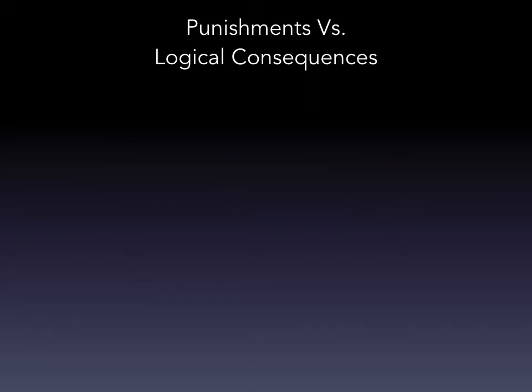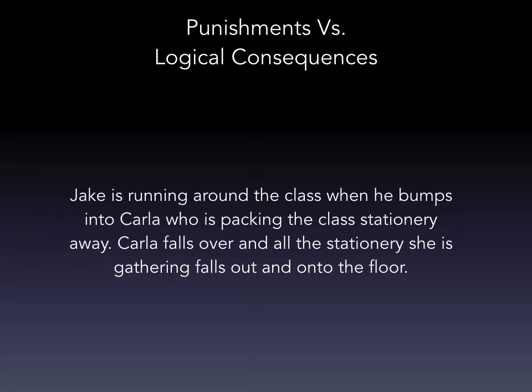So let's take a look at an example. Now, before we go into it, punishments fall under the obedience model and a consequence or a logical consequence falls under the responsibility model. So Jake is running around the class when he bumps into Carla, who is packing the class stationery away. Carla falls over and all the stationery she is gathering falls out and onto the floor. Now, let's look at how different teachers would react.